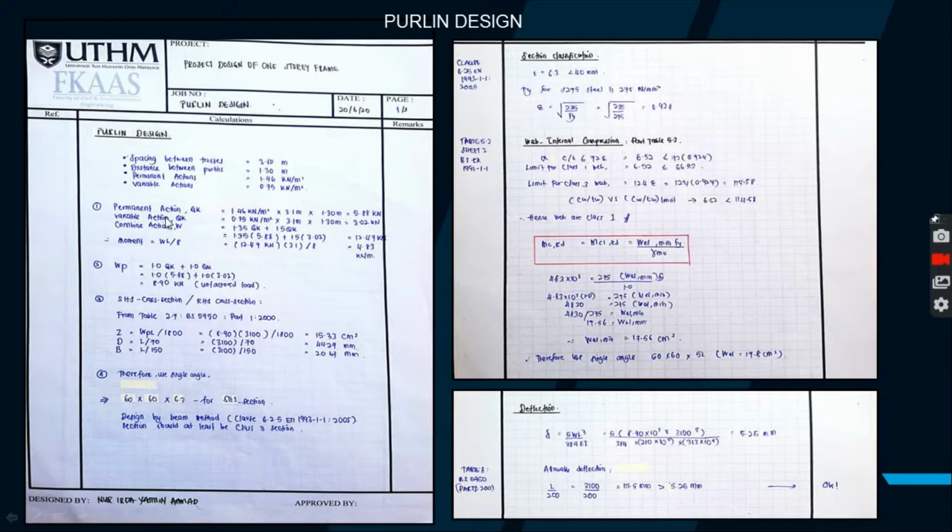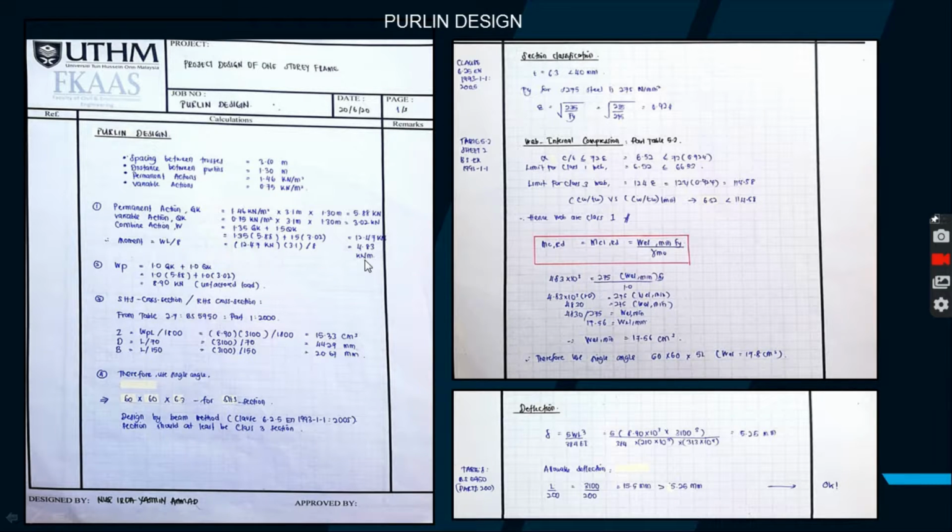So use the formula: permanent action GK 1.46 kilonewton per meter square multiplied by 3.1 meter multiplied by 1.3 meter. So we got 5.88 kilonewton. Same goes to the QK, variable action QK. We got 3.702 kilonewton. And then combined action W, use the formula 1.35 GK plus 1.5 QK. We got the answer 12.47 kilonewton.